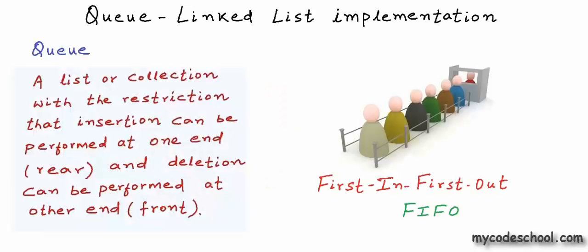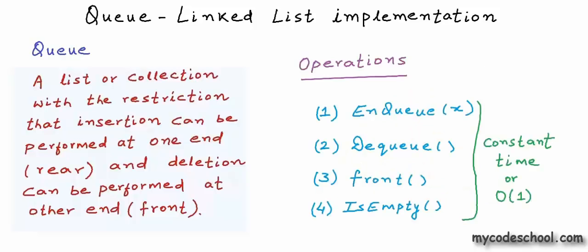Queue data structure is a list or collection with this restriction that insertion can be performed at one end and deletion can be performed at the other end. These are typical operations that we define with queue. An insertion is called enqueue operation and a deletion is called dequeue. Front function should simply return the element at front of list, and isEmpty should check whether queue is empty or not. And all these operations must take constant time. Their time complexity should be big O of 1.